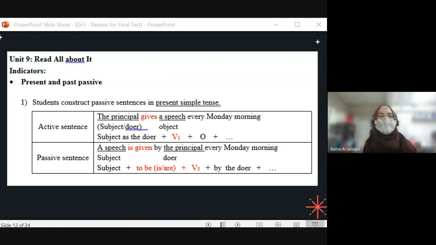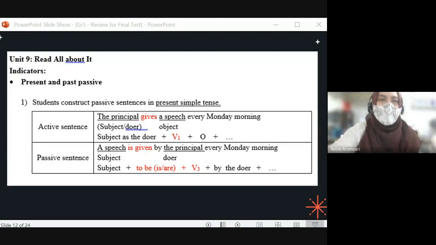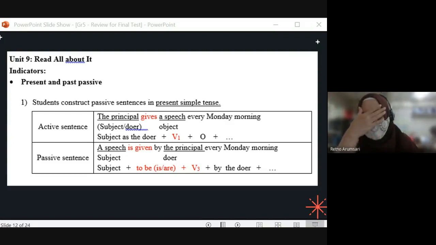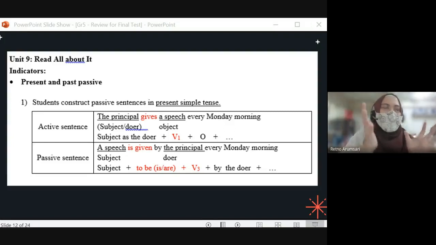Alright, good morning 5D. Today is the second session of your review to get you ready for the final test. It's about Unit 9 and Unit 10. In Unit 9, we have active and passive sentences, and also adverbs of time, and also parts of a newspaper.